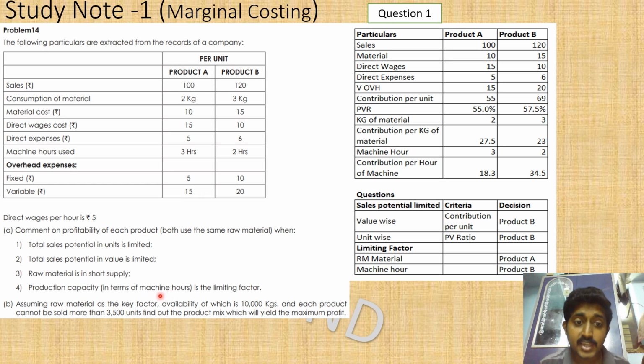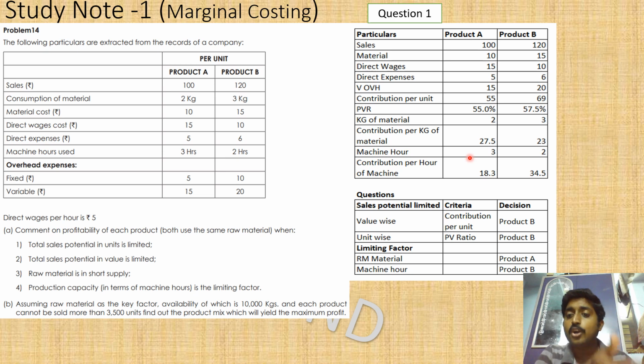Next, production capacity is the limiting factor. They have put machine hours in the bracket because there is a confusion in the problem. Wage cost is also given, and wage rate per hour is also given. Wage cost divided by wage rate per hour, we can find the man hours. If they had put man hours here, we should have used man hours as the limiting factor. However, they have given machine hours as the limiting factor, 3 hours and 2 hours. So take the machine hours here, 3 hours and 2 hours.